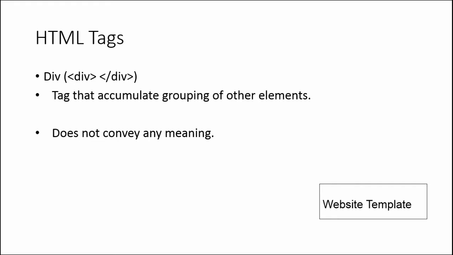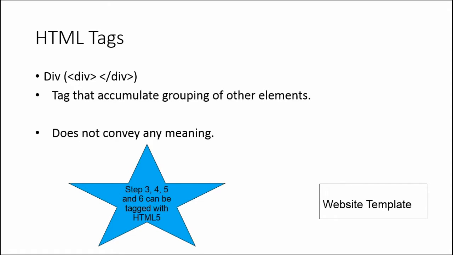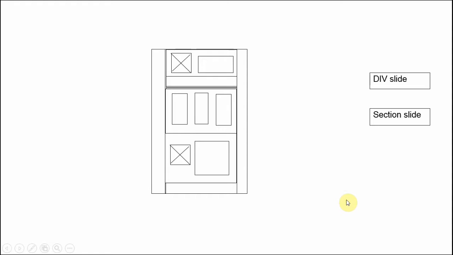Now this kind of thing has been replaced by HTML5 tags. For example, steps 3, 4, 5 and 6 can be tagged with HTML5. Let's see what those steps 3, 4, 5 and 6 are. For that I have to proceed backward. Now this is step 1, this is step 2. Now we do not have any HTML tag such as wrapper. So if we would like to have a wrapper, then you have to provide simply a div tag, and inside the div tag you have to provide some CSS stuff, and then it will come in the center.